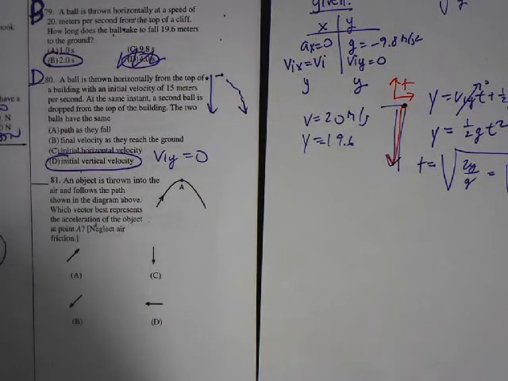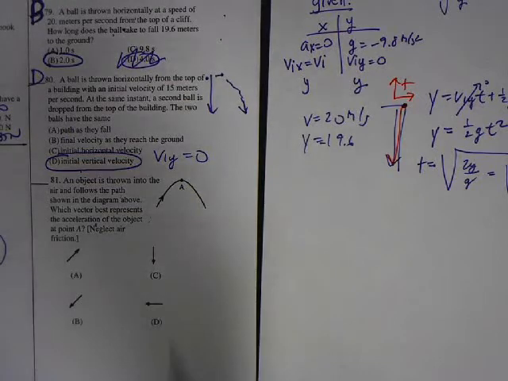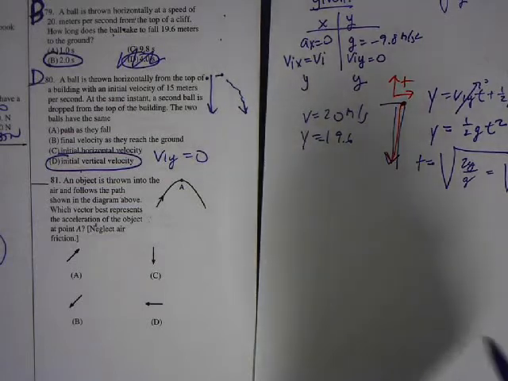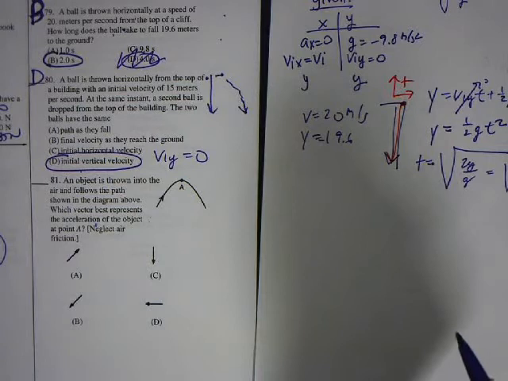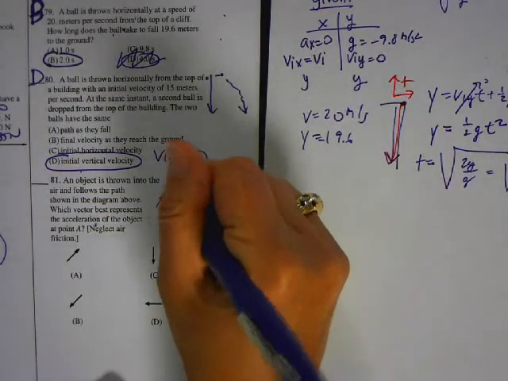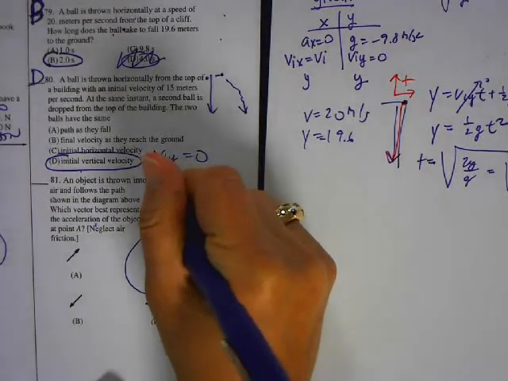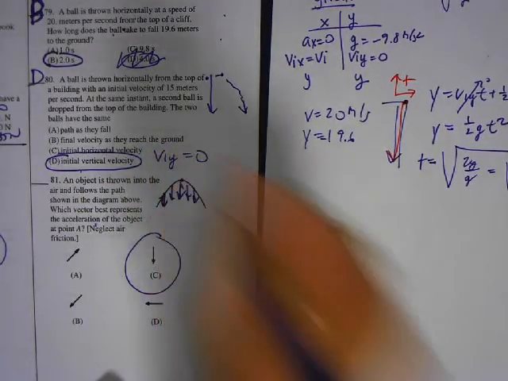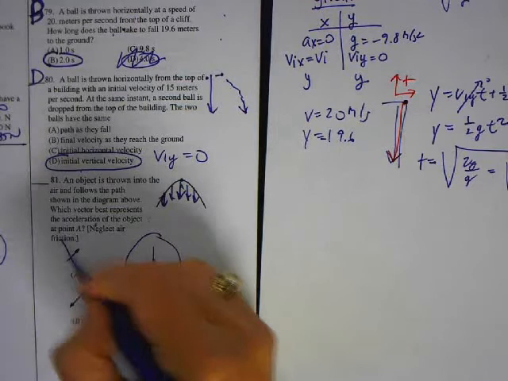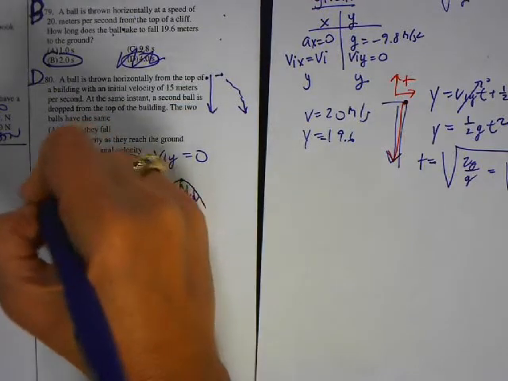All right, number 81. An object is thrown in the air and follows the path shown in the diagram above. Which vector represents the acceleration at the point? Well, when something's traveling through the air, what's the only acceleration acting on it? The acceleration due to gravity. So the acceleration due to gravity at point A goes down. So the choice is C. The acceleration always is going to be the same thing. It's going to be the acceleration due to gravity, and it's always going to be pointing straight down.